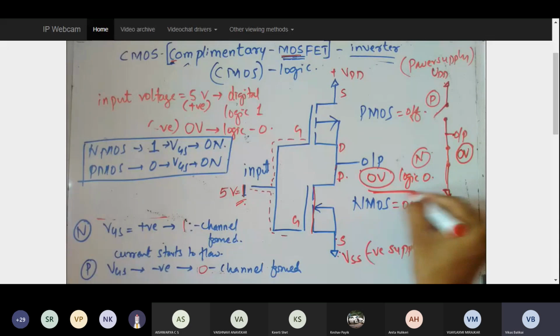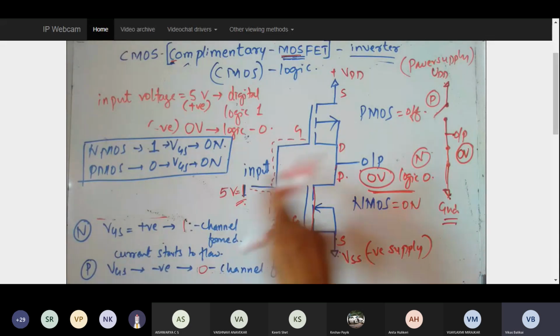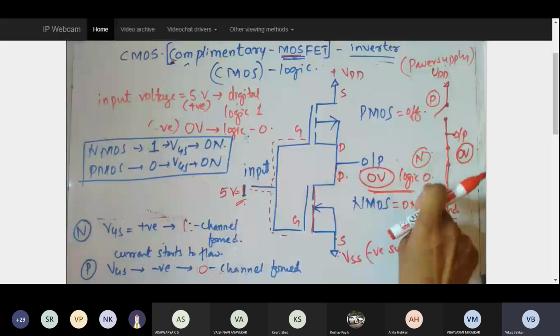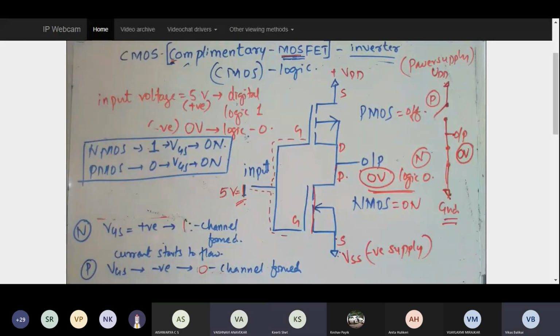So when I gave 5 volts, I got 0 volts, or when I gave logic 1, I got logic 0. Is it not? It is behaving like an inverter. Reply to me. Yes, sir. Yes. Now let's try to do the reverse of this.